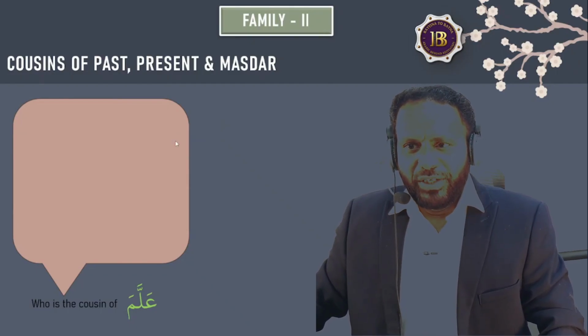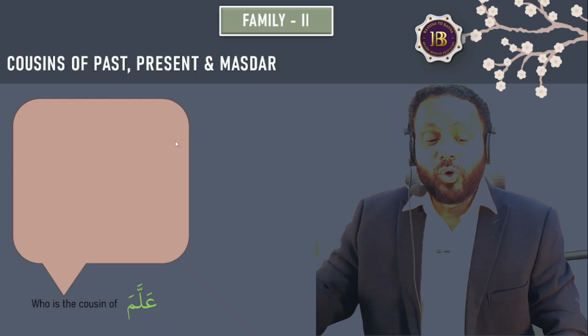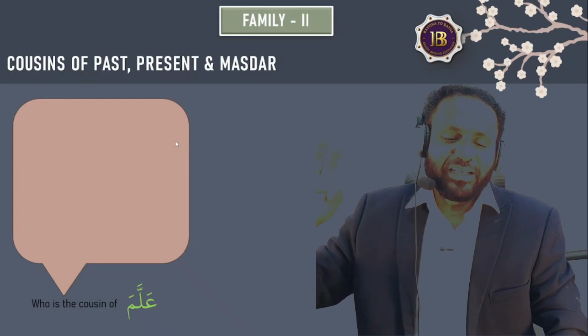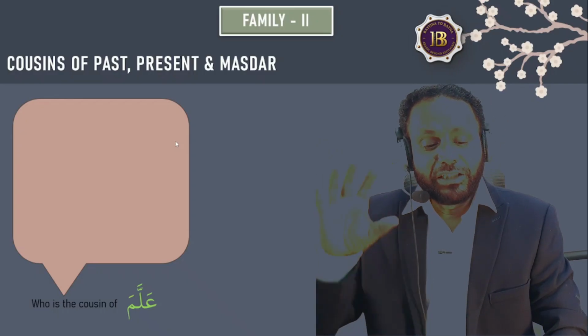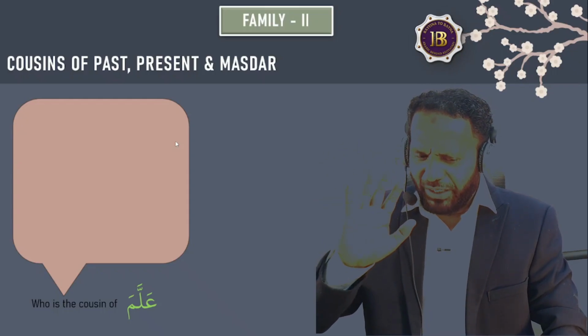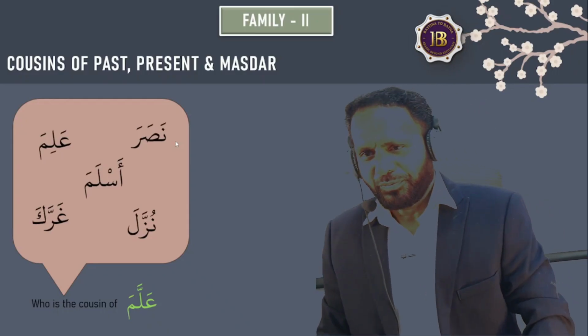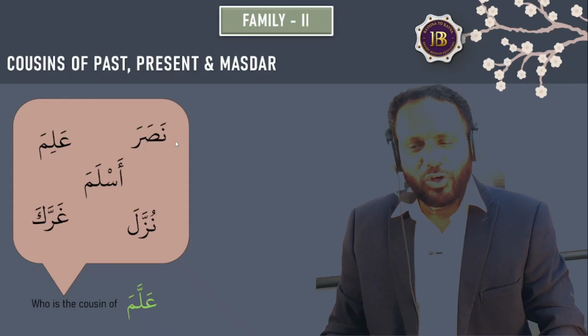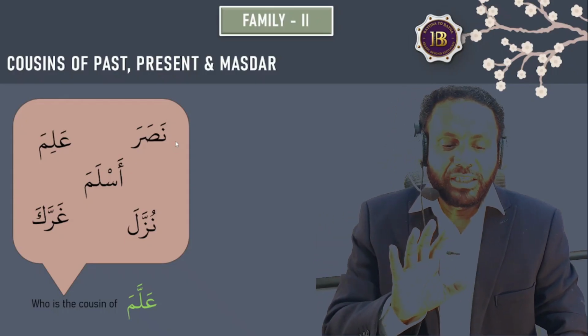So in the first quiz, you need to recognize who is the cousin of allama. The cousin will look exactly like its brother. His clothes might be different, but his look will be the same, which means the pattern will be the same. The root letters might be different. So tell me who is the cousin of allama in all this. No. It doesn't start with fatha, it doesn't start with dhamma. It's not ullima.